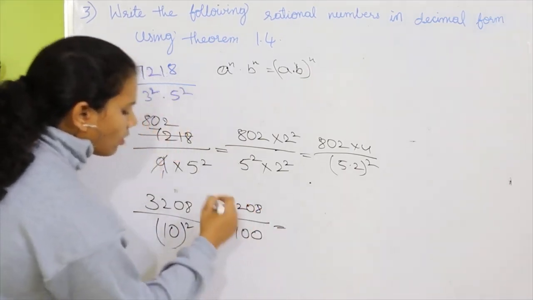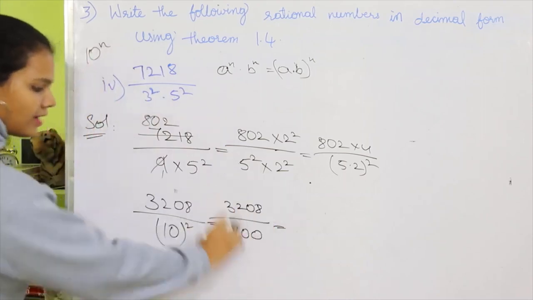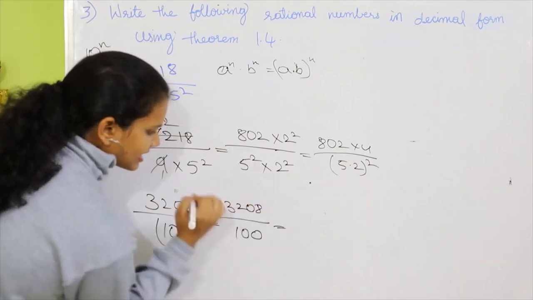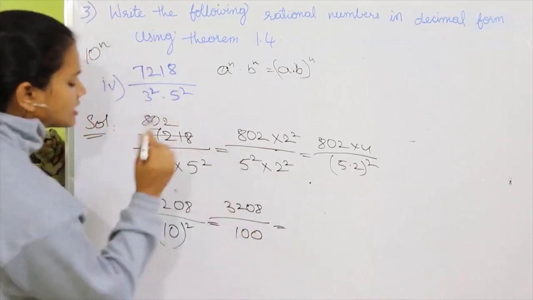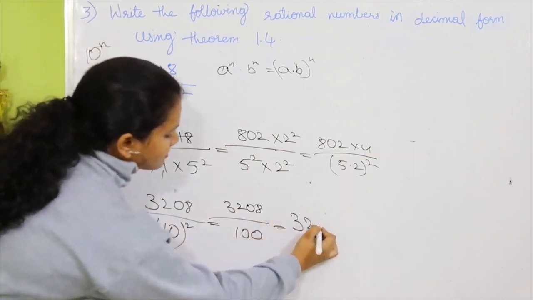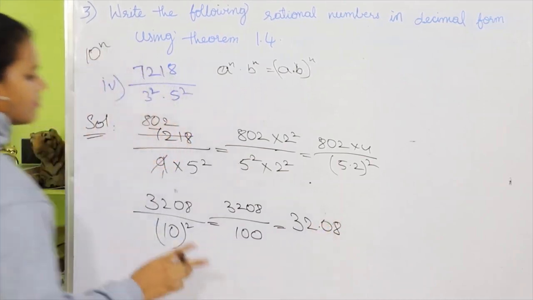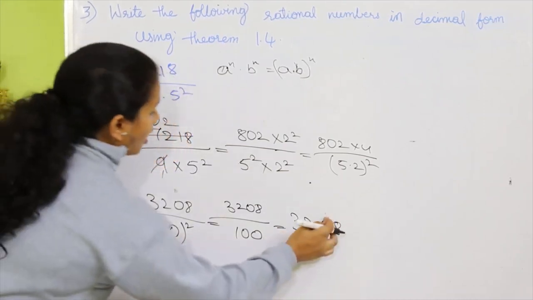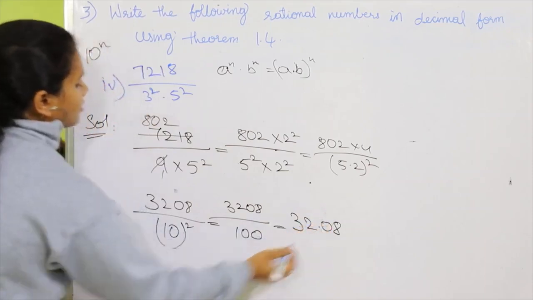Now what you do? Here you have 2 zeros, so put a decimal point after 2 digits. Here 8 is 1 digit, 0 is the second digit. So the decimal point goes there, and the decimal form for this given question would be 32.08. Clear? So here I got 32.08. Clear?